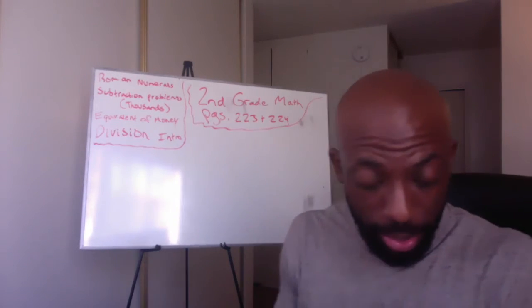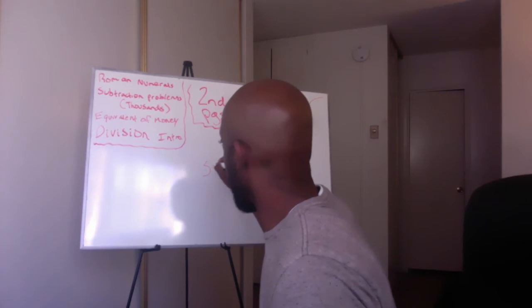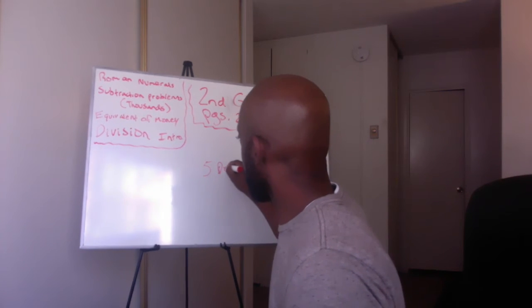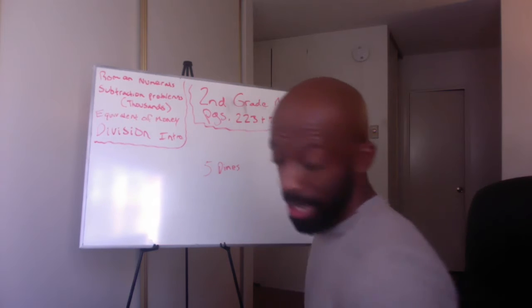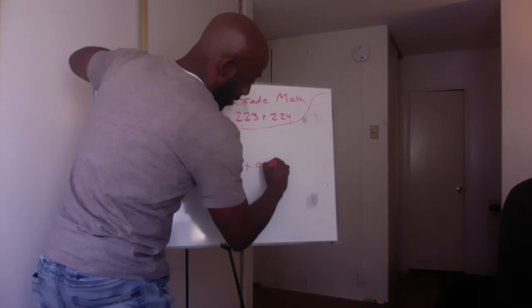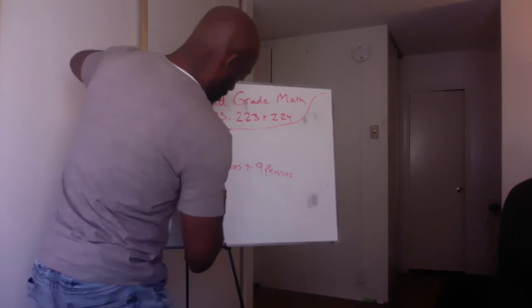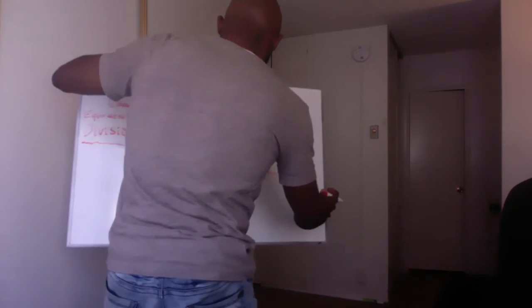Let's look at number 1 under the 6. So we have 5 dimes. All right, and then it says plus. So we're adding 5 dimes to 9 pennies. And then what does that equal? Well, we have to find that out. So we're going to find it out in 1 second.